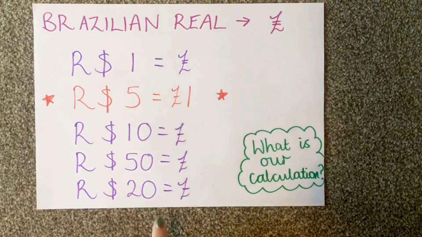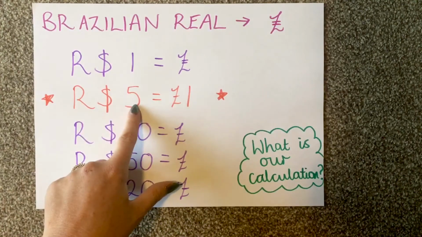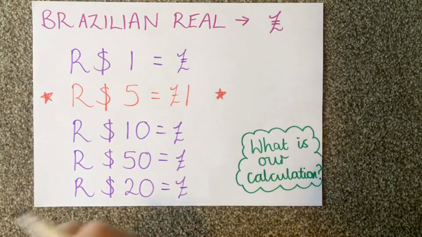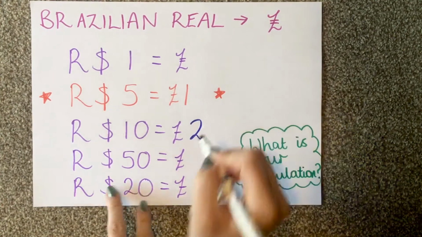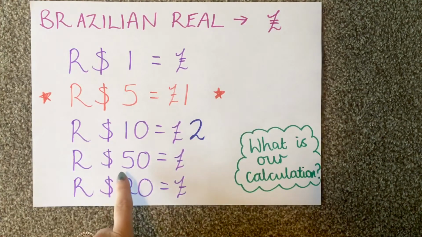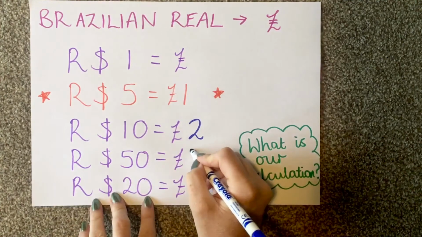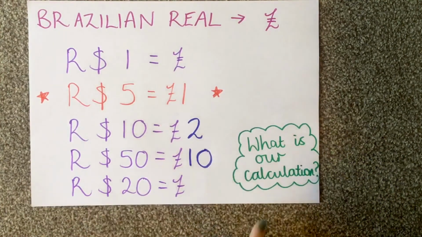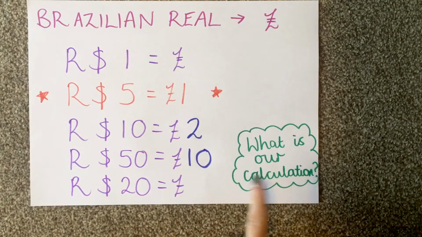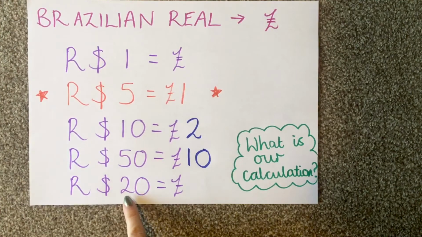We're going to start with these 3. So if 5 Brazilian real is £1, then 10 would be 2. If 5 is 1, then 50 is going to be 10. I wonder if you can see what our calculation is. Before we were multiplying, we're actually doing the inverse now because we're going in reverse, so maybe you can spot what we're doing. If I had 20 Brazilian real, can you work out what that would be in pounds?